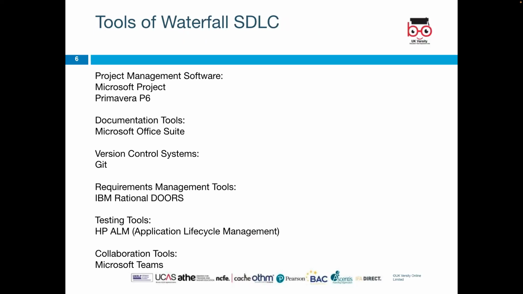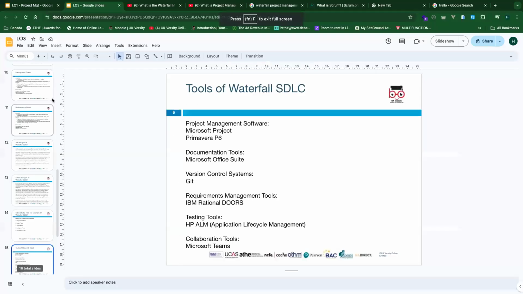So we have tools of waterfall SDLC. The first one is project management software, which includes Microsoft Project and Primavera P6. You can Google what that is. Documentation tools, we have Microsoft Office Suite. Version control system, we have Git, especially if you want to use GitHub or Bitbucket. We have requirement management tools, like IBM Rational DOORS. So you can Google what that is.